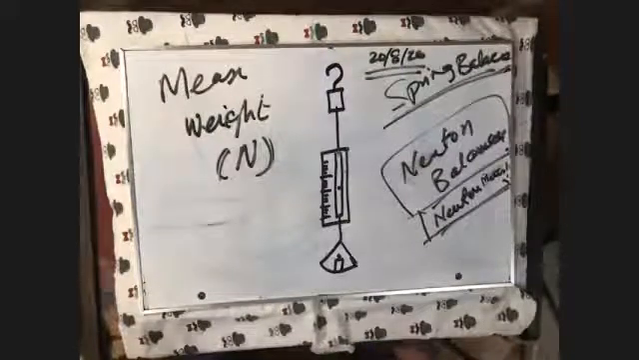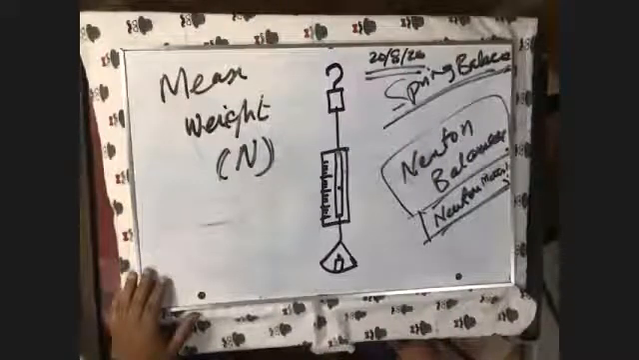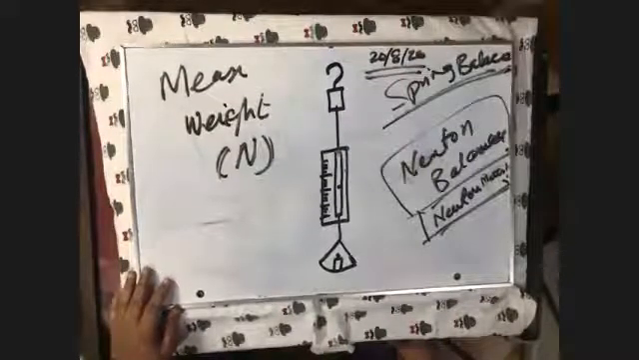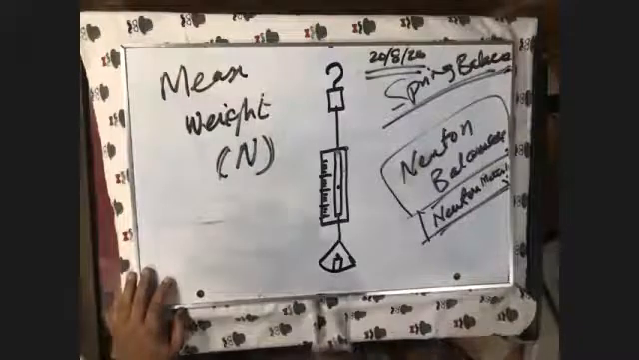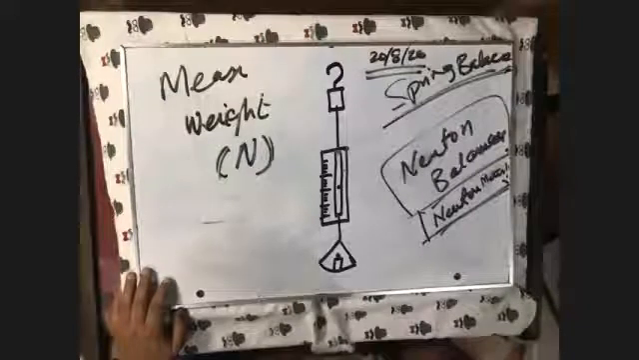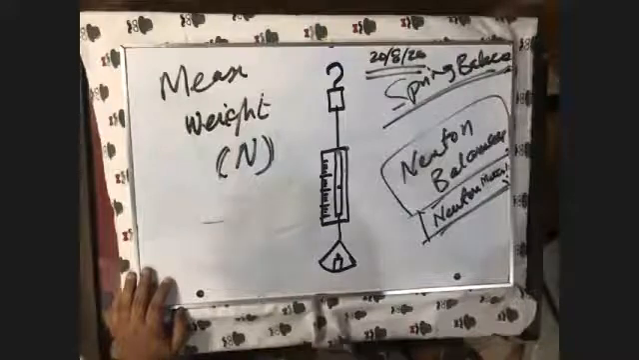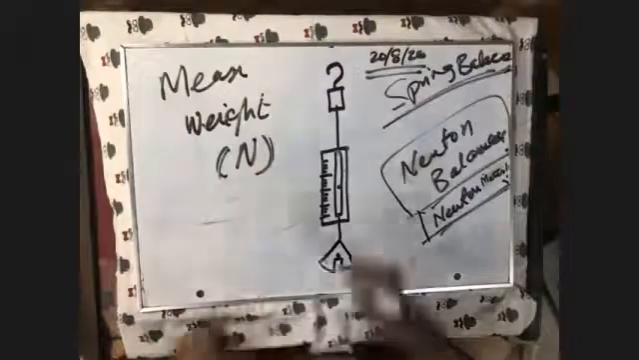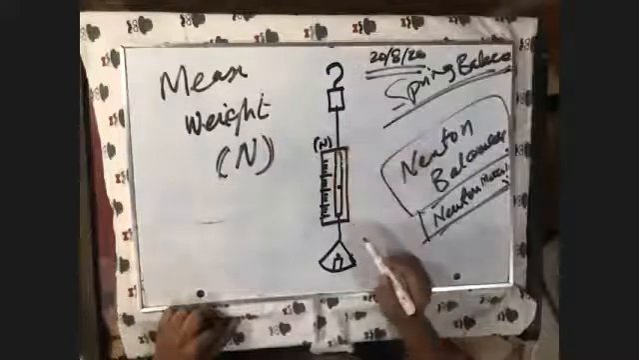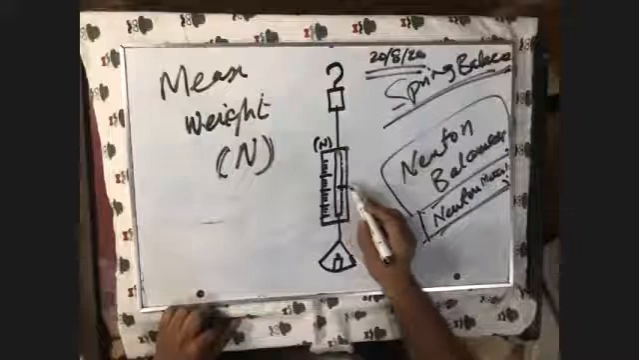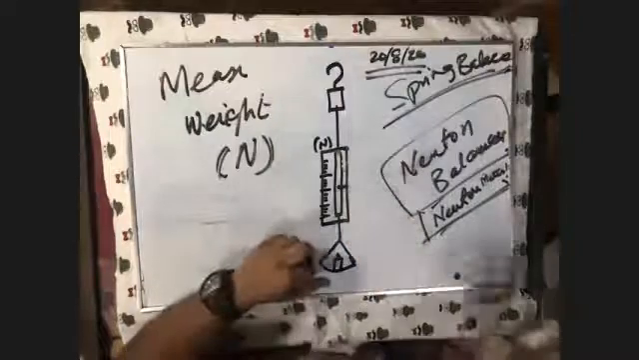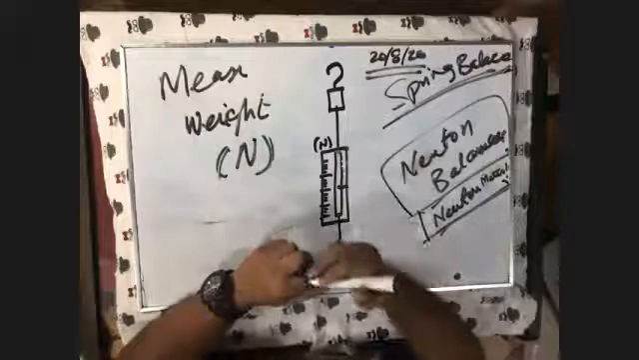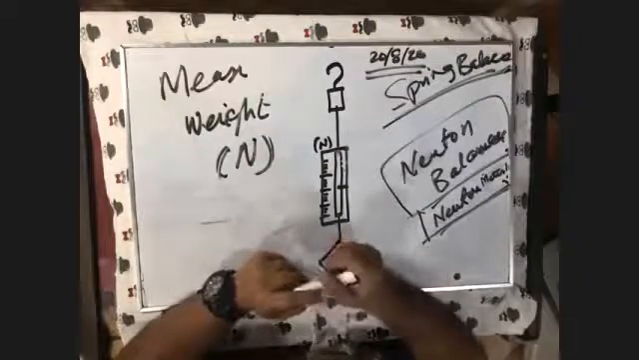Sir? Jijan? Yes? Sir, some fruit vendors also use this kind of thing. That is also a spring balance. Which one? It's called a spring scale. Its units are Newton. Some fruit vendors also.